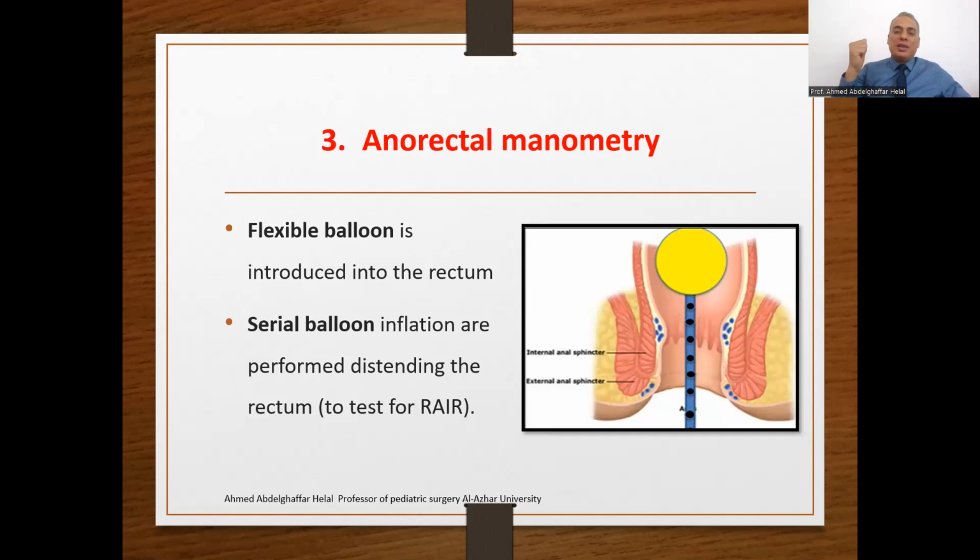As we said at the start of the presentation, there is a reflex called the recto-anal inhibitory reflex. Distension of the rectum will lead to relaxation of the internal anal sphincter. If this reflex is lost or absent, the diagnosis is Hirschsprung disease.